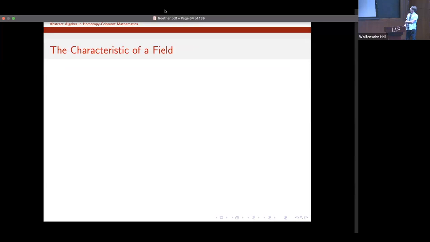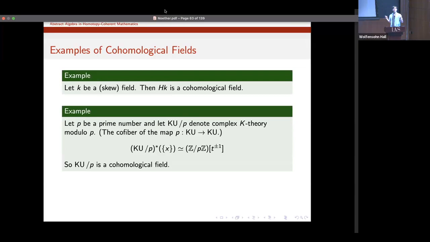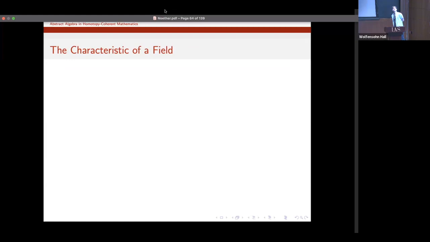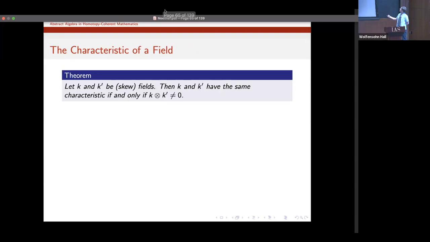Okay, so I want to ask the question, is this KU mod P something interesting? Is it something new? And to make this question more precise, let's review the notion of the characteristic of a field in ordinary algebra. So let's say K and K prime are two fields. Well, here's a funny definition.